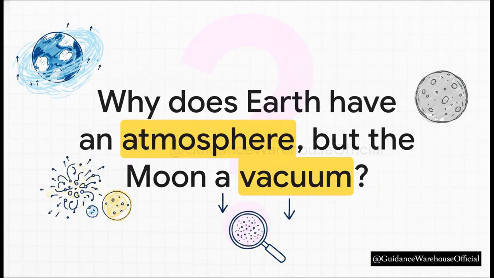Think about this. Earth and the moon are in the exact same neighborhood of the solar system. They formed around the exact same time. Yet one is this vibrant blue marble wrapped in a protective blanket of gas, and the other is just a barren rock. So why does Earth have this life-sustaining atmosphere while the moon has absolutely nothing?